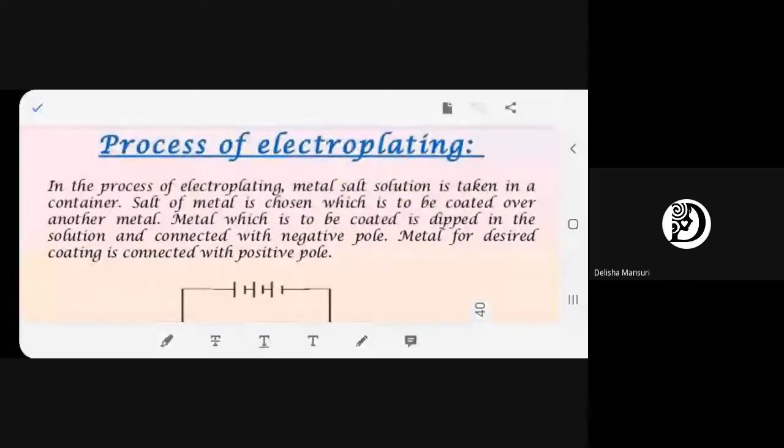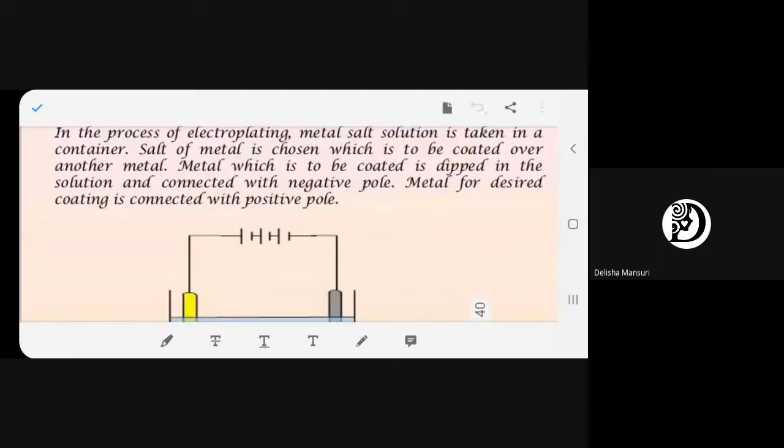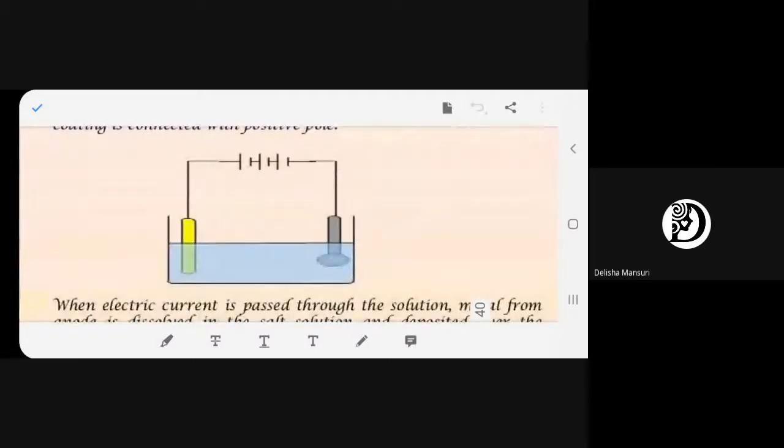Salt of metal is chosen which is to be coated over another metal. Metal which is to be coated is dipped in the solution and connected with negative pole. Metal for desired coating is connected with positive pole. So understood now? Here it is. See, this is how you have to make the circuit.